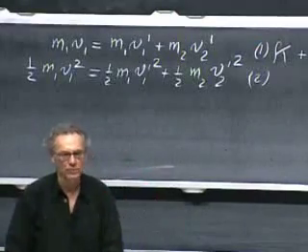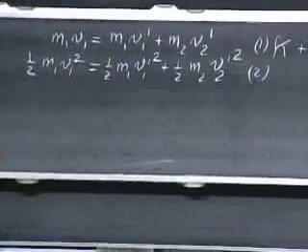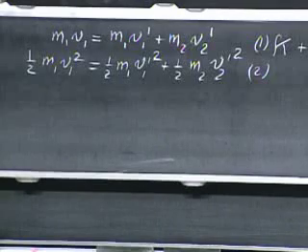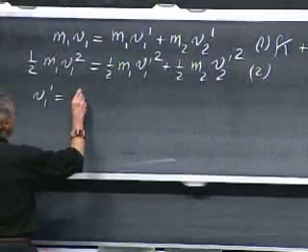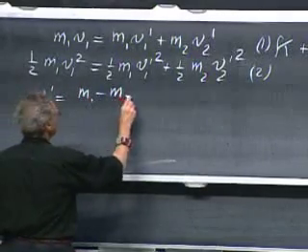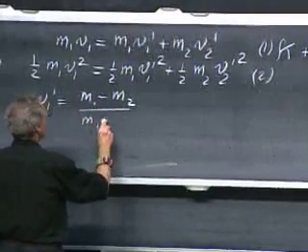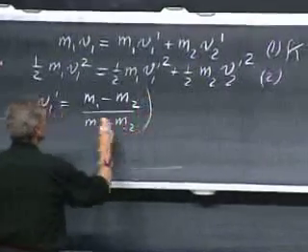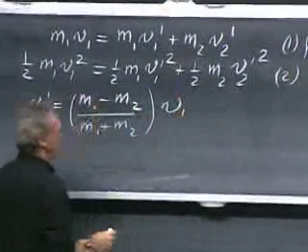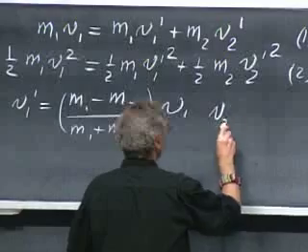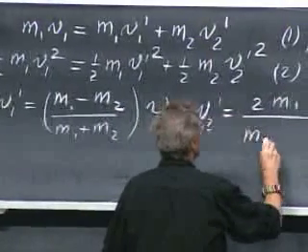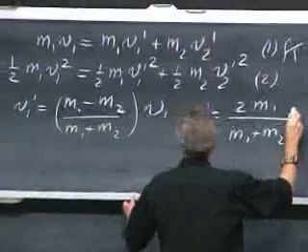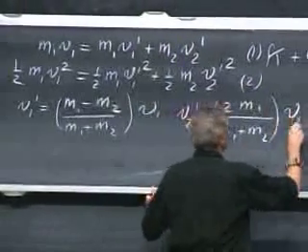You can solve them. They're solved in your book, I will simply give you the results, because the results are very interesting to play with. That's what we will be doing today. V1 prime will be (M1 minus M2) divided by (M1 plus M2) times V1. And V2 prime will be 2M1 divided by (M1 plus M2) times V1.